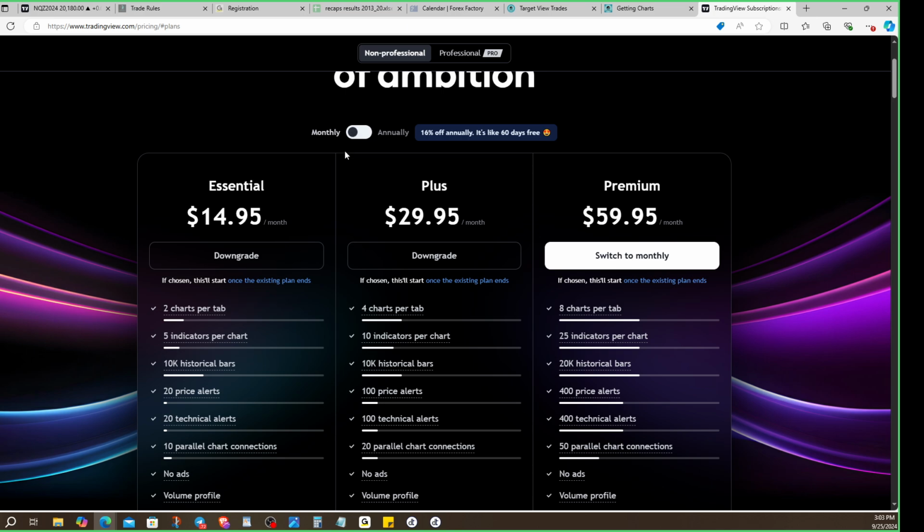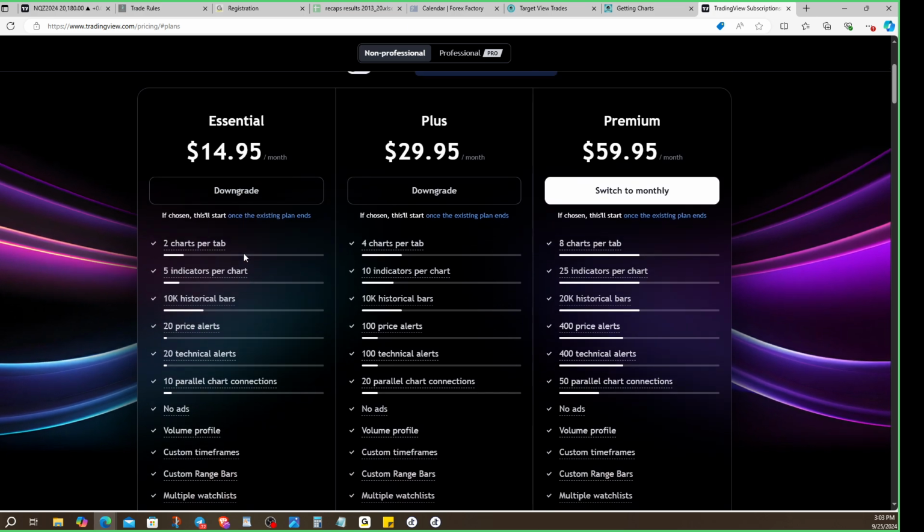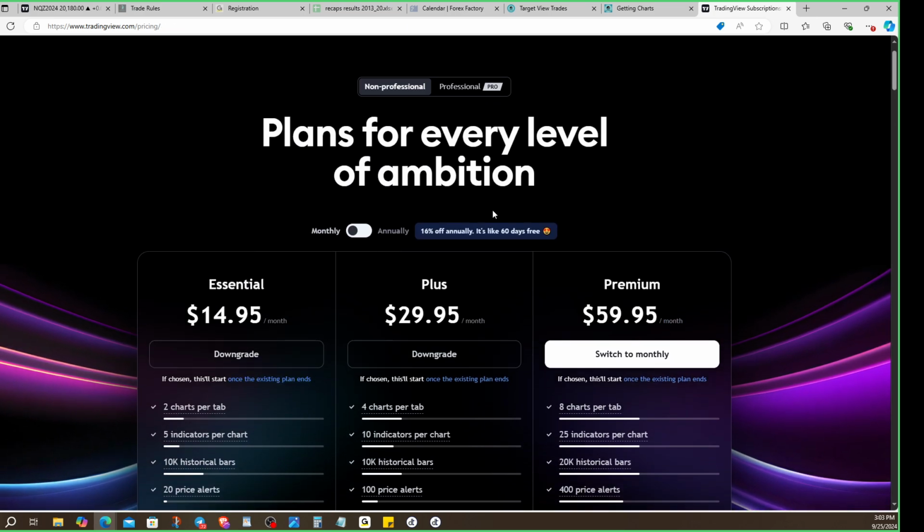You want to do the monthly because every now and then they have really good deals on the annual. They'll probably have one coming up here at the end of October. When they do have a really good one on the annual, you want to take advantage of that, because it's usually like 70% off or something like that. Make sure you take advantage of that when you can. All right, now, that is how you get the TradingView charts.